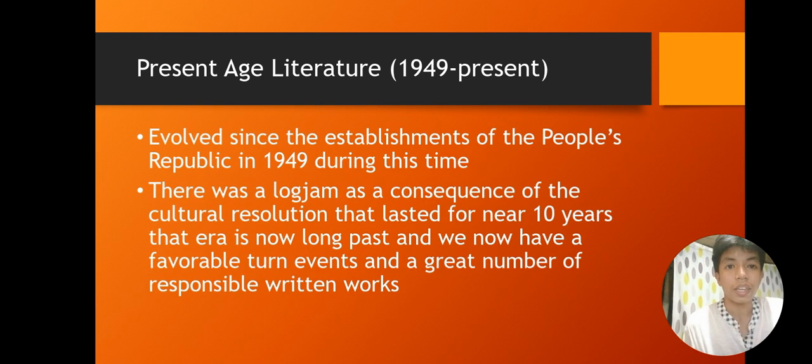So, following decades-long creative stagnation due to the cultural revolution from 1966 to 1976, Chinese literature has flourished since the 1980s, yielding a surge of high-quality, responsible written work that reflects the nation's transformation.